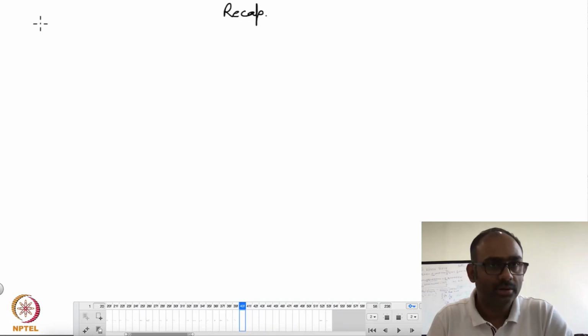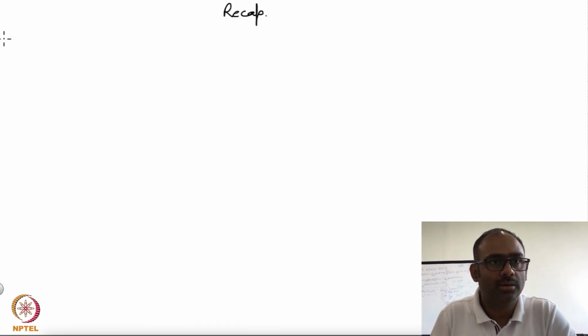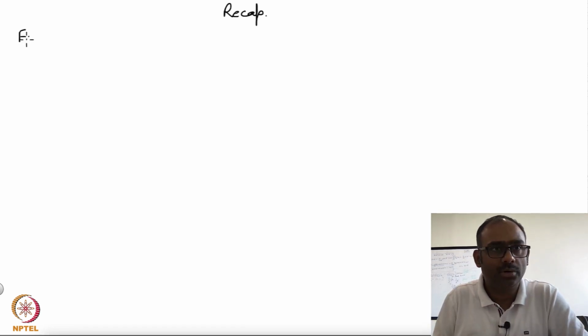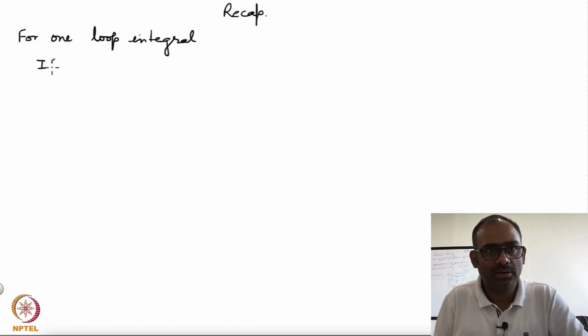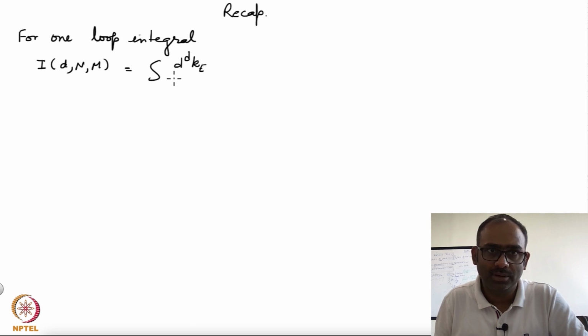Okay, so last time we wrote down the following integral, which was at one loop. For the one loop integral, we had defined this integral I, d and m. So, d is the number of dimensions, n is the number of propagators, and I will show you what m is. And this was in Euclidean space, right, after the Wick rotation.